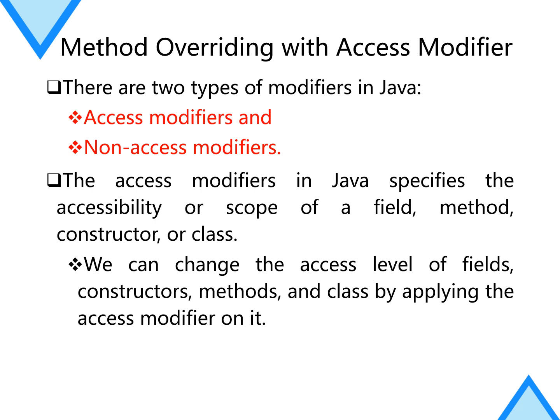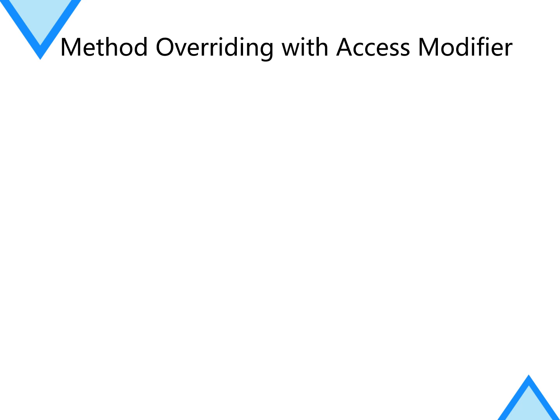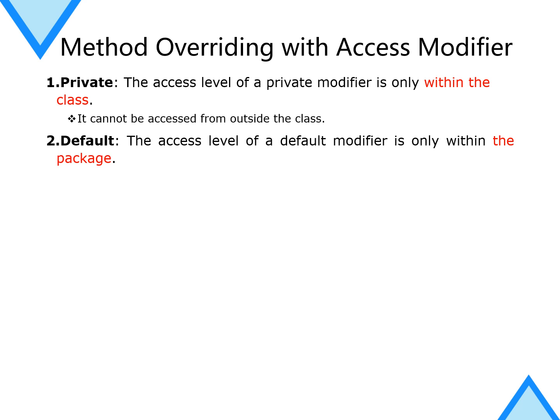There are other modifiers like protected. There are four basic types of Java access modifiers. The first one is private. If we use the private modifier with a class, then the class data members and member functions can only be accessed within the class and cannot be accessed from outside the class. So what to do if we want to allow them to be accessed within the child class? We have to change the modifier to protected.